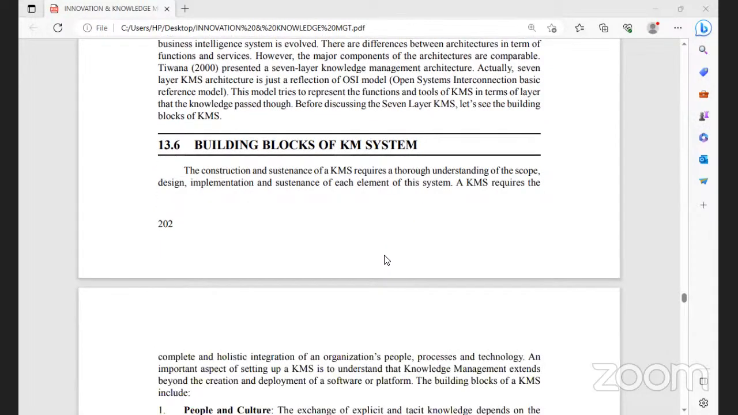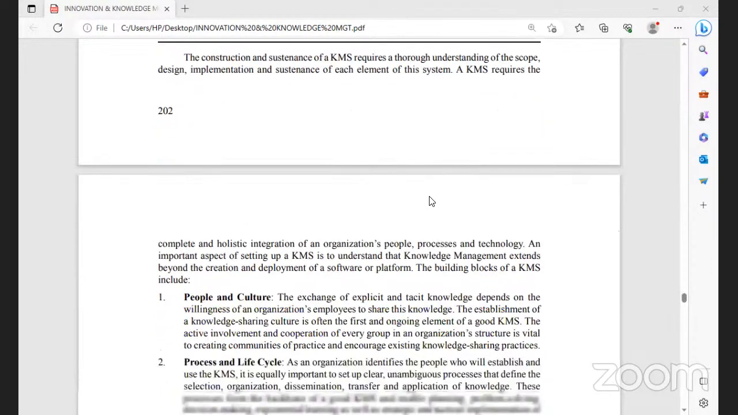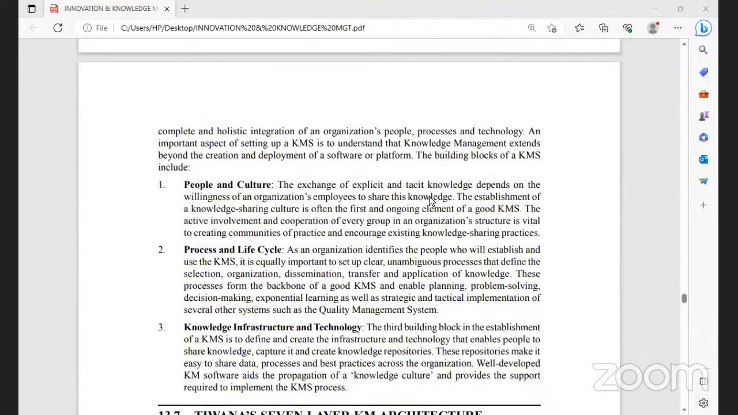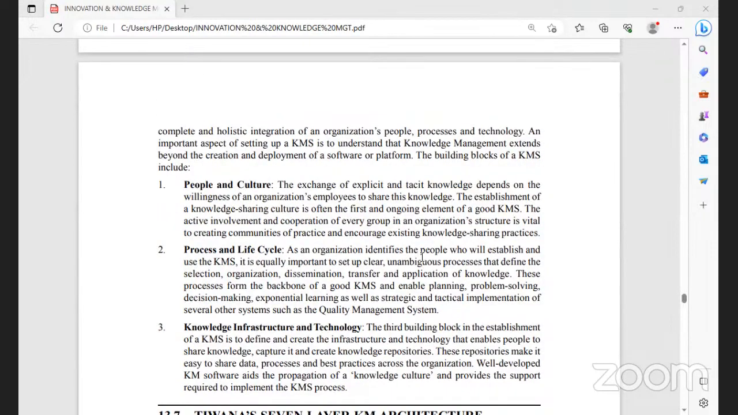Building blocks of knowledge management system. The construction and sustenance of a knowledge management system requires a thorough understanding of the scope, design, implementation, and sustenance of each element of the system. A knowledge management system requires the complete and holistic integration of an organization's people, processes, and technology. An important aspect of setting up a knowledge management system is to understand that knowledge management extends beyond the creation and deployment of a software or platform. The building blocks of a knowledge management system include people and culture, process and life cycle, knowledge infrastructure, and technology.